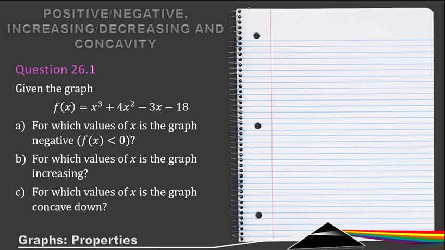Okay, so next one we've got C. And it says, for which values of x is the graph concave down? And remember, concavity has to do with the second derivative. And our graph's form was like this. So the first derivative was equal to 3x squared plus 8x minus 3. Okay, and therefore the second derivative will be equal to 6x plus 8.